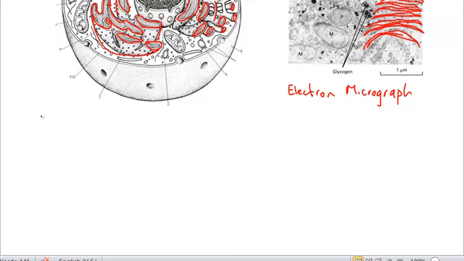So structure of ER is it's continuous, meaning it's attached to, with the nuclear envelope.